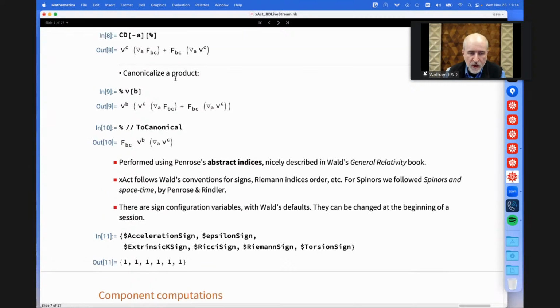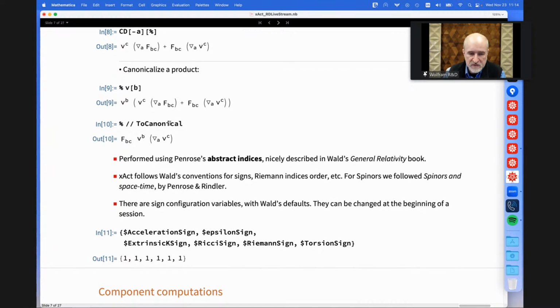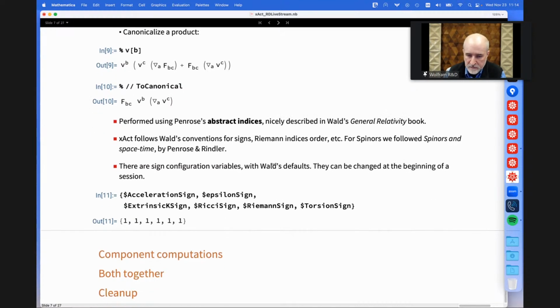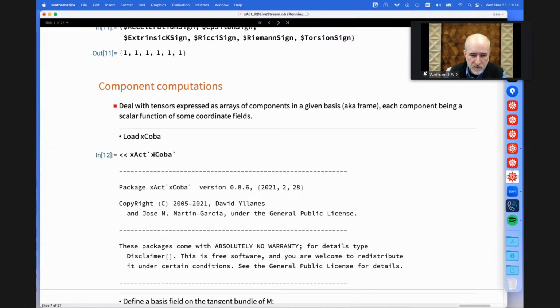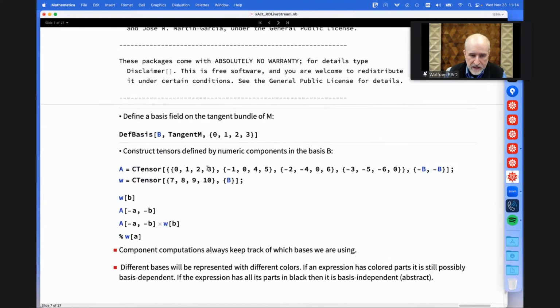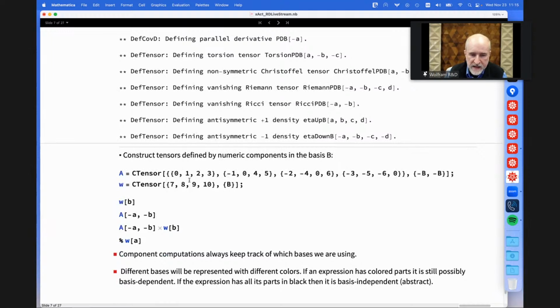Okay, so those are examples of simple abstract computation, right? So you are manipulating tensors, identities, in which you don't have to specify what the tensors are. You just specify properties of them, right? Symmetries, whether the indices are up and down, things like that. Now, how do we do component computations, right? Components, meaning here explicit values for the components of a tensor. For that, we have to load a new package called xCoba, the package for components in basis. And in the same way that we defined a manifold, here we have to define bases, also called frames or charts.